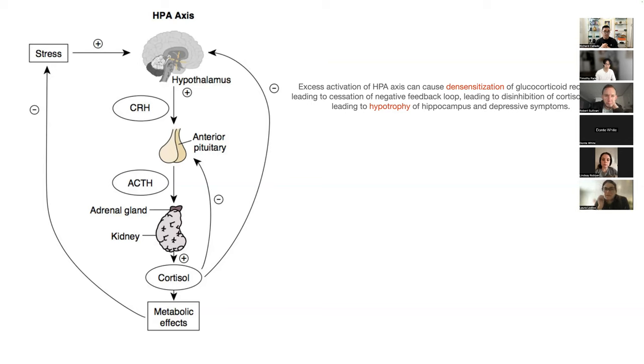No problem. Okay, so I'm going to explain this because this can get a little complicated. So HPA is another theory of depression, all right? H stands for hypothalamic, P stands for pituitary, right? And A stands for adrenal. So the hypothalamic, pituitary, adrenal axis, all right? So that's a feedback loop. Normally, let's say, for instance, if you're walking outside and a car almost hits you, right? What's going to happen is your HPA axis is going to work a little bit.